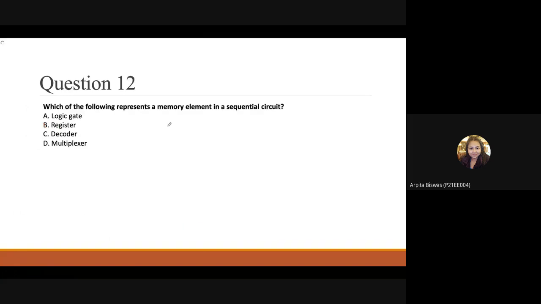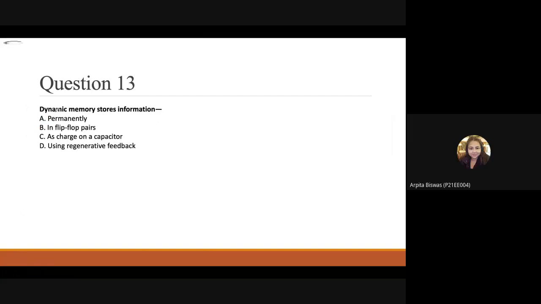So next move toward question number 12. Which of the following represents a memory element in a sequential circuit? Logic gate, register, decoder, or multiplexer? Register. Yes, register. This is question number 13. Dynamic memory stores information permanently in flip-flop pairs as charge on a capacitor or using a regenerative feedback.